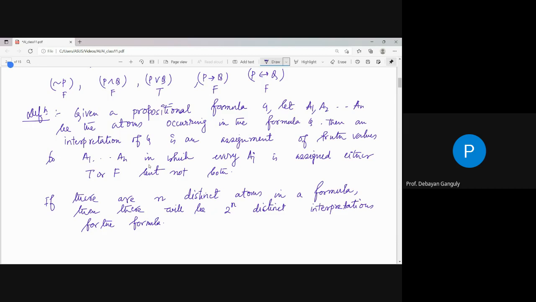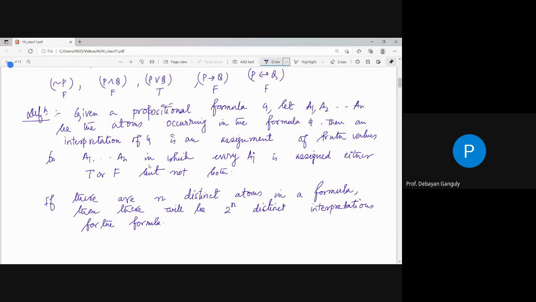And then come the definitions of NP-hard and NP-complete, where one of the important things is CNF satisfiability, that means conjunctive normal form satisfiability. It can be shown that you cannot easily solve it when the number of atoms is very large, because if there are n distinct atoms in a formula, then there are 2 to the power n distinct interpretations.